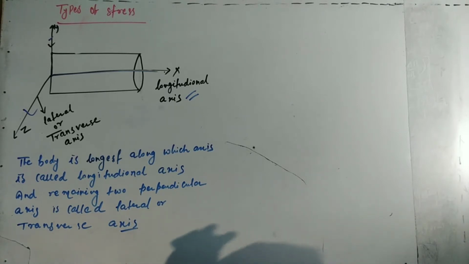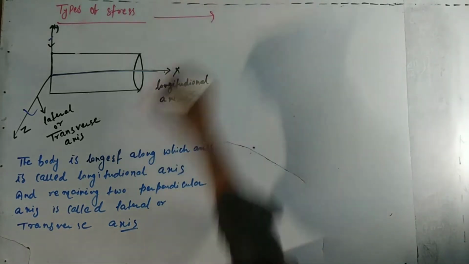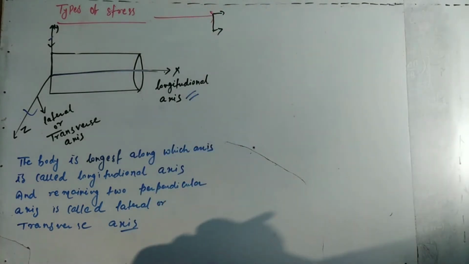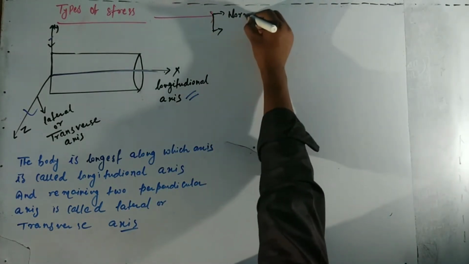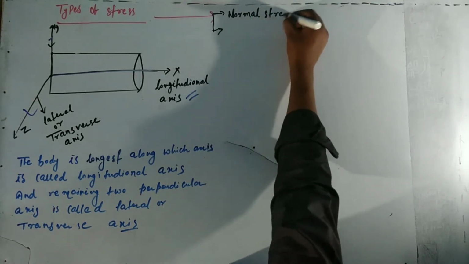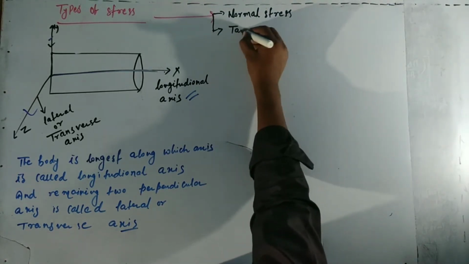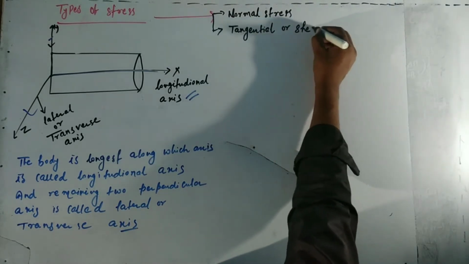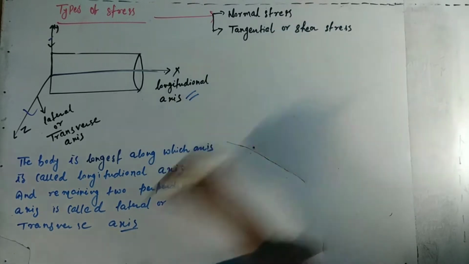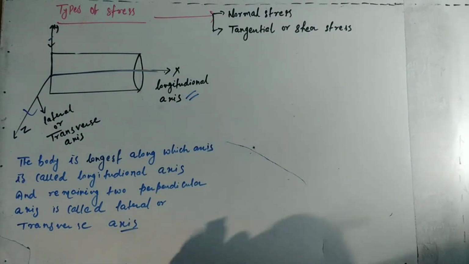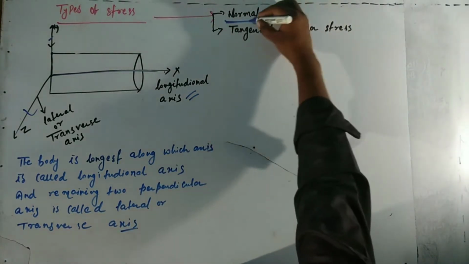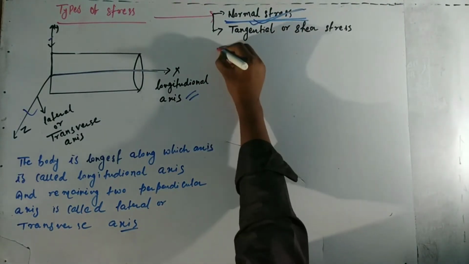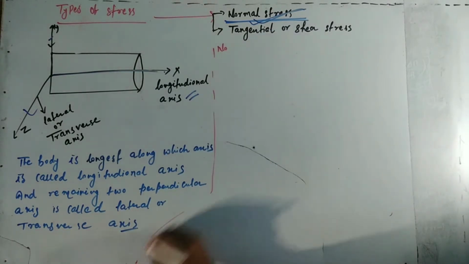Now we will see the types of stress. So here are two types of stress. First one is normal stress and second one is tangential stress or shear stress. Both are the same. Today we will study the normal stress, what normal stress is, and its detailed explanation.